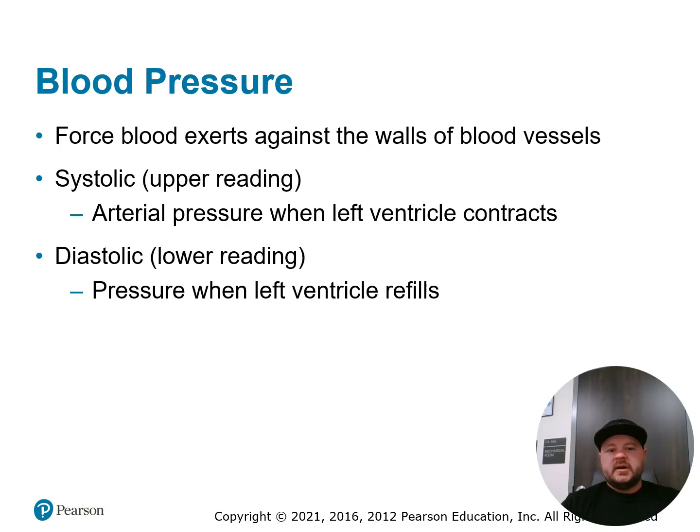So blood pressure. This is the force that blood exerts against the walls of the blood vessels. So we have our systolic number. That's the upper reading on our blood pressure. That is the arterial pressure when the left ventricle contracts. And then we have our diastolic pressure. That's the lower number on it. And that is the pressure when the left ventricle refills. These are also referred to as systole and diastole.